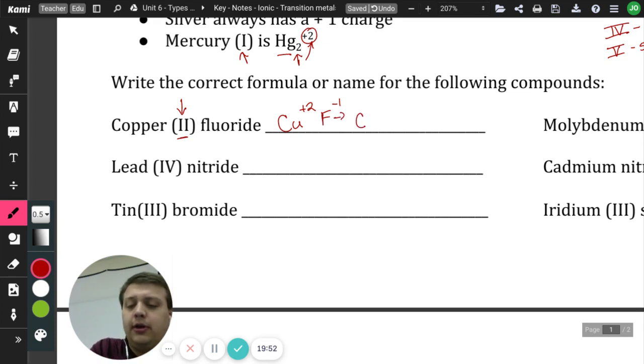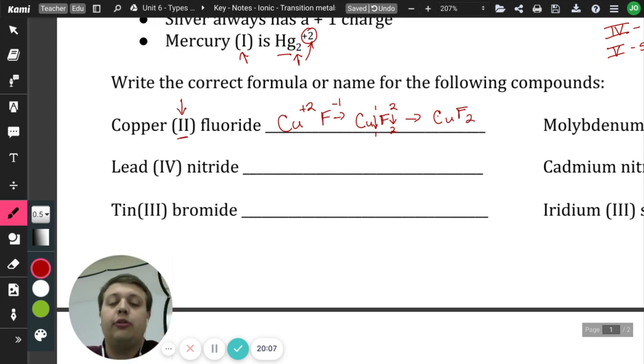So we would swap. Cu1, F2, drop them down. So 1 goes there, 2 goes there. So this becomes Cu, and remember you don't write a 1, F2. So that would be the formula for that. Now I did condense this a little bit more because hopefully y'all are getting the hang of how to swap, drop, reduce. But you can always walk through it again. Make sure you rewatch the video on Simple Ionic if you need some help with that swap, drop, reduce.